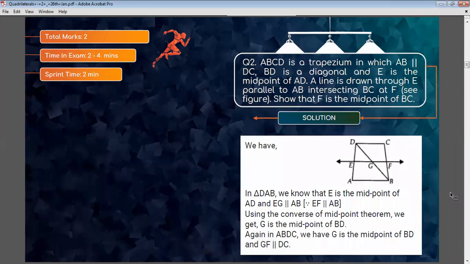Next question. ABCD is a trapezium in which AB is parallel to DC or CD, whatever you can see. BD is a diagonal and E is the midpoint of AD. Okay. A line is drawn through E parallel to AB intersecting BC at F. We have to prove that F is the midpoint of BC.